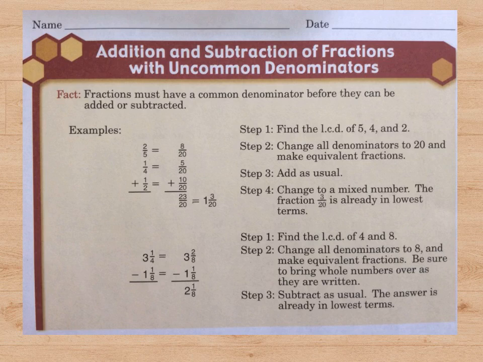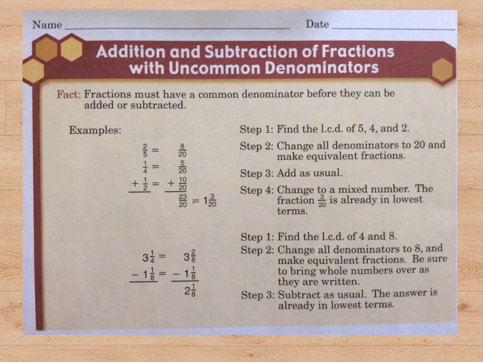So they have the example here, 2/5 plus 1/4 plus 1/2. So notice that the denominators are all different. And what they've done is they've changed them. They found an LCD, step 1, find the LCD of 5, 4, and 2. They looked at their 5, their 4, and their 2, and figured out what the LCD for those is.